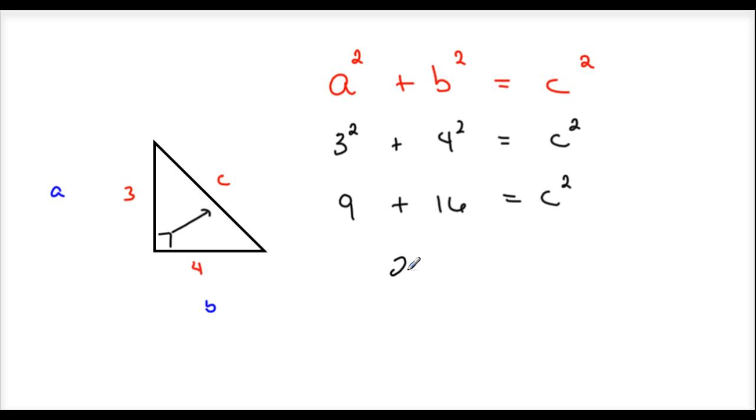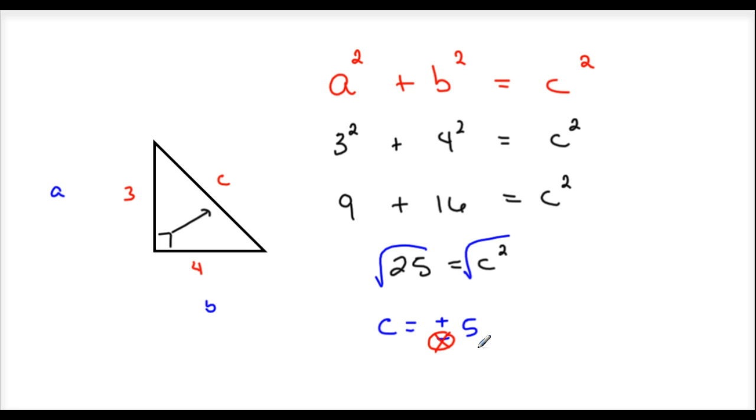9 plus 16 is 25, equals c squared. And now I want to solve for c, not c squared. How do I get rid of a square? Square root. Take the square root. What I do to one side, I do to the other side. So c equals the square root of 25. Now technically the square root of 25 is equal to positive or negative 5. I'm not going to count the negatives here.